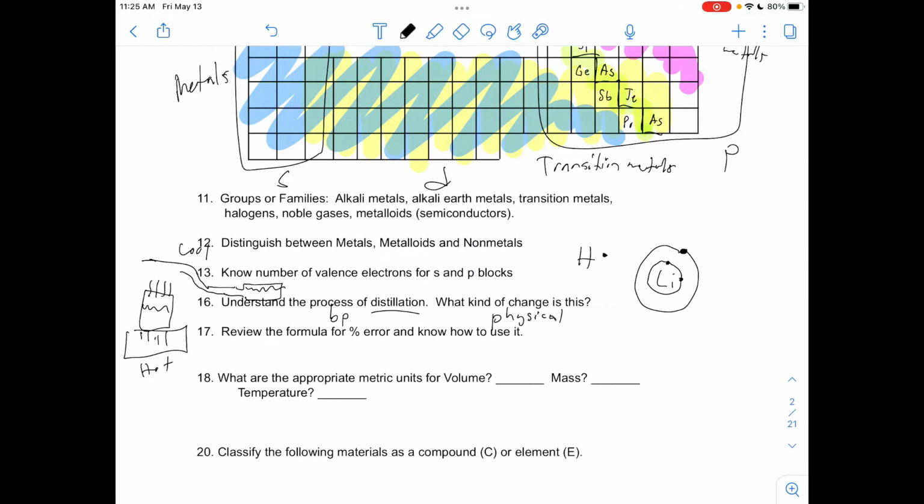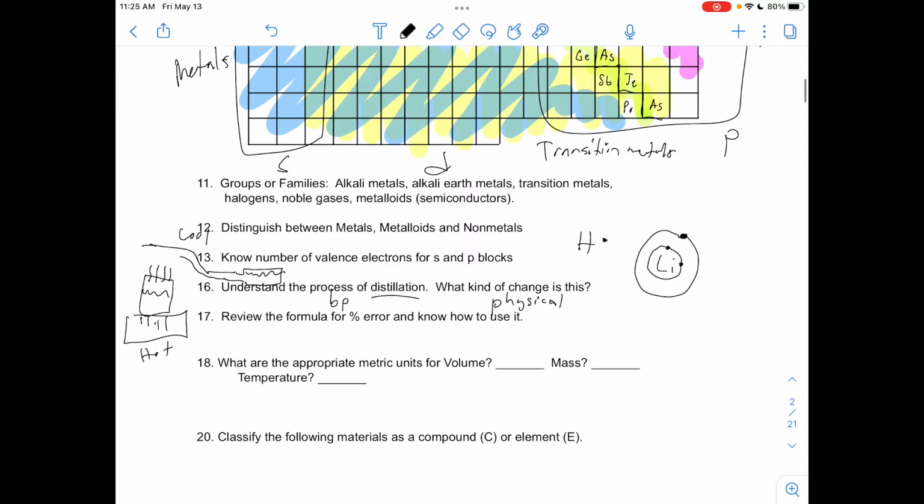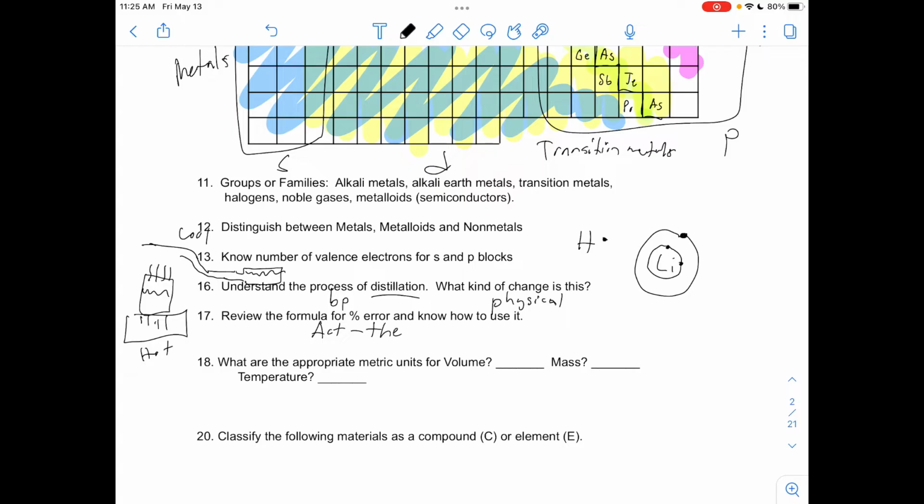That's all distillation. Okay, the formula for percent error, we use it when we're trying to figure out, for example, how off we are in a lab. It's going to be the actual value, the value that we got in the lab, minus the theoretical value, the amount that it's supposed to be, and it'd be divided by theoretical. Okay, and that would give me my percent error.